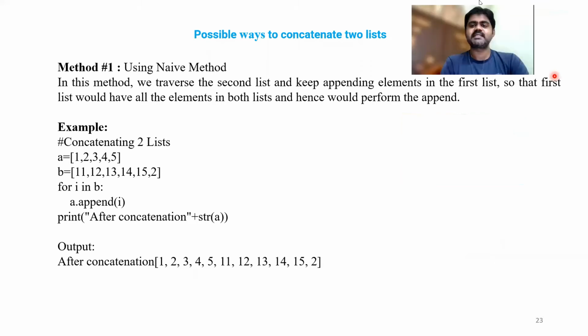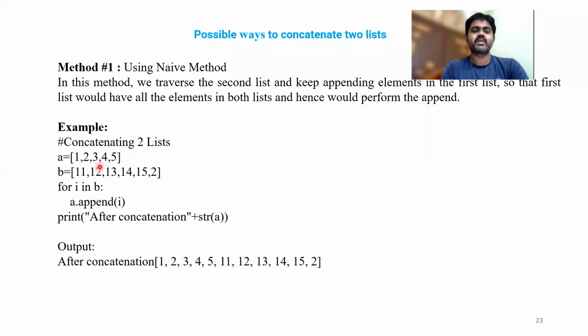So if you see the example here, a equal to 1, 2, 3, 4, 5, b equal to 11, 12, 13, 14, 15. Now we need to traverse the second list. What is the second list here? B. So for i in b, we need to append the elements present in the second list to the first. So a dot append of i, because i traverses the entire list.